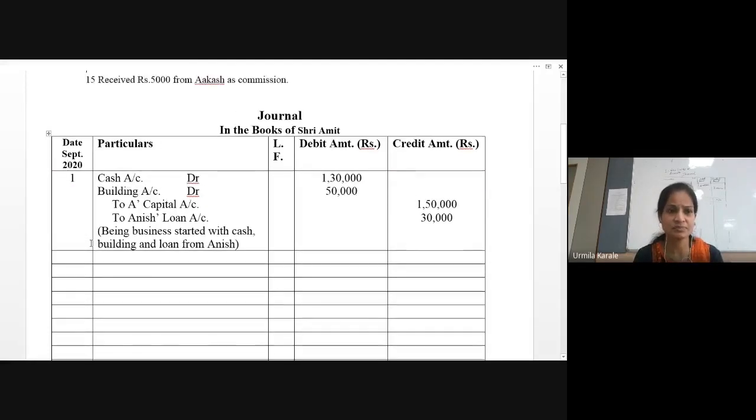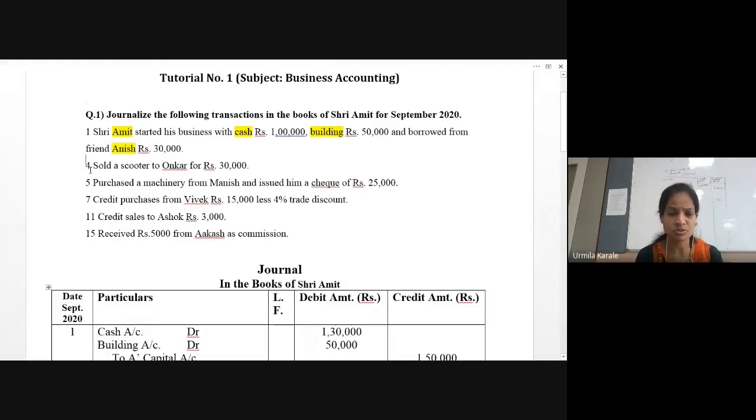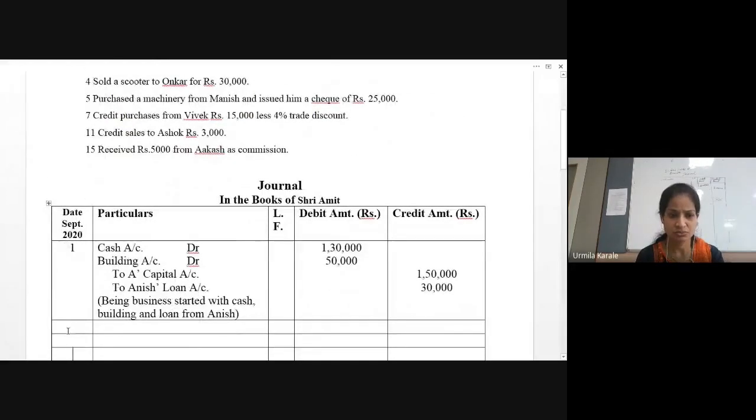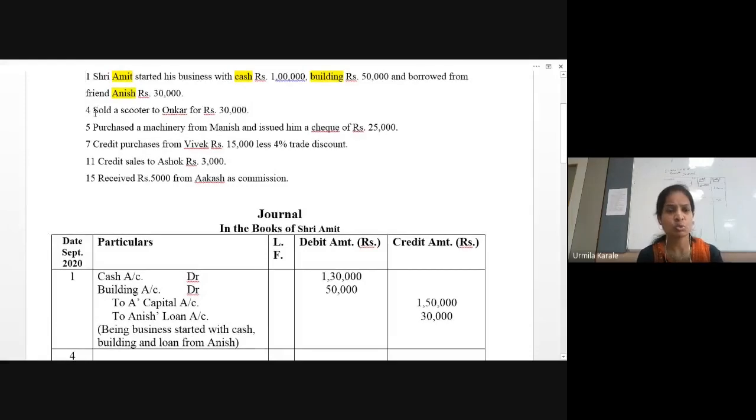Next transaction, date is 4. So I'm just mentioning the date here, 4. Now check out the transaction. Sold, but what did you sell? Not the goods, a scooter, the scooter account. And now tell me whether it's a cash transaction or a credit transaction. Credit. Yes, credit. Because if I'm selling a scooter and Omkar's name is there and nothing is said about money being received. Now, if I'm selling, I should get the money. But here it is only mentioned I have sold the scooter to Omkar for this much.